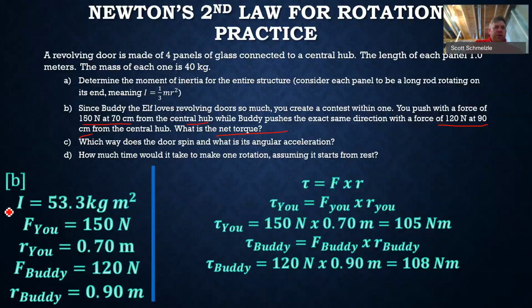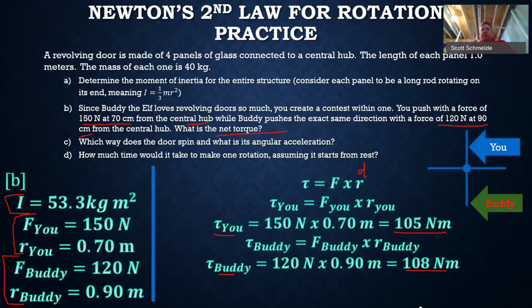So what I did over here was I put in my moment of inertia, which doesn't help us on this problem, but then I put in our force and distance and Buddy's force and distance, all right? Again, I'm trading out this distance here for a radius. In reality, it's the same thing. It's just how far away from the center are we, okay, that we're applying that force, all right? So then what we say is my torque is going to be 105 Newton meters. Buddy's torque is 108 Newton meters.